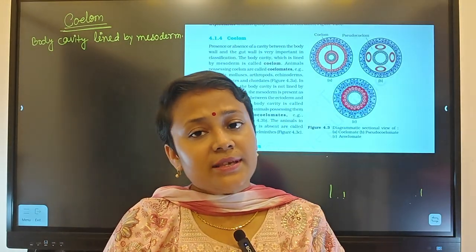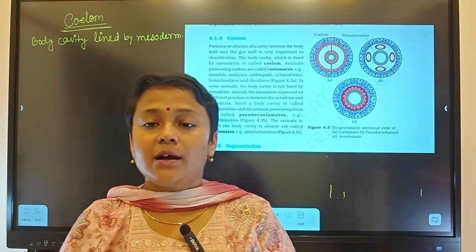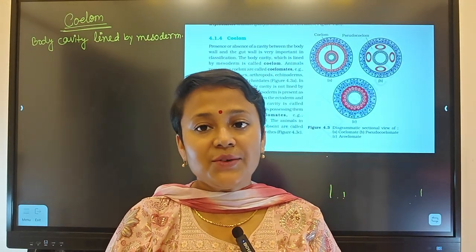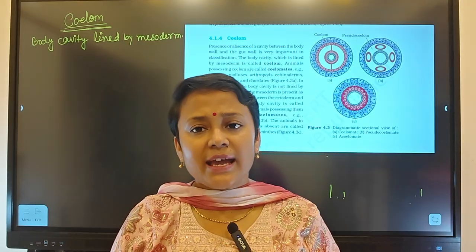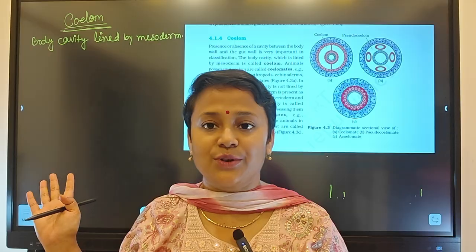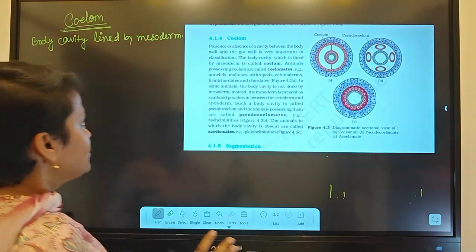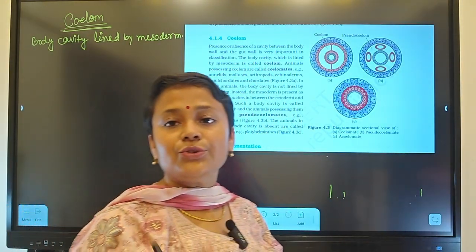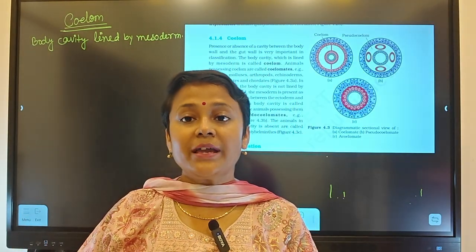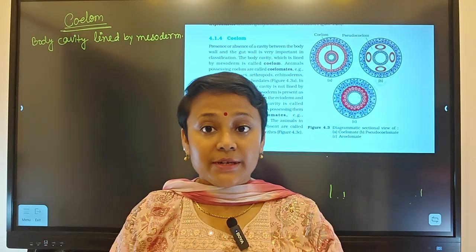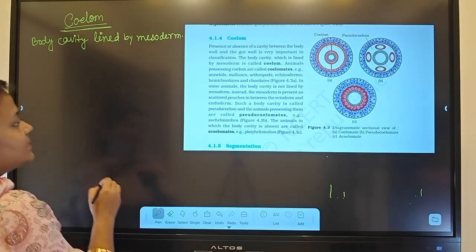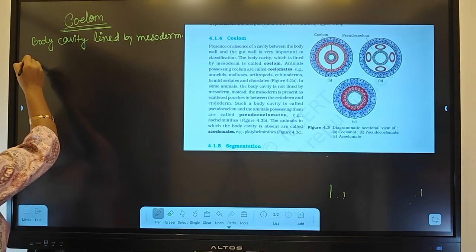I told you that up to ctenophorans the animals are diploblastic. If it is a diploblastic animal, can coelom be present? No, because it is lined by mesoderm. So coelom will not be present for them. There is a chance to make a coelom from Platyhelminths, but let's discuss what is happening.